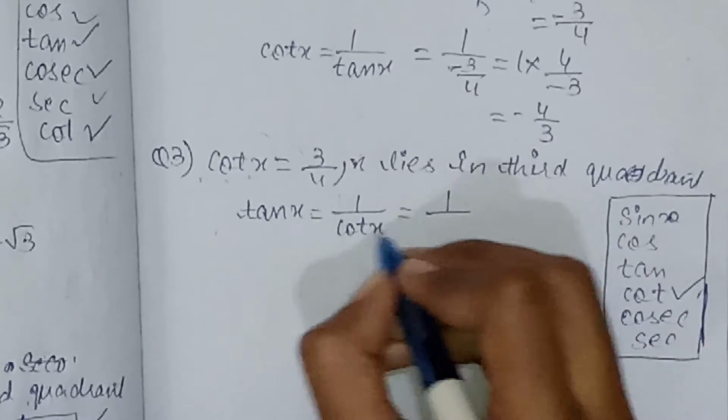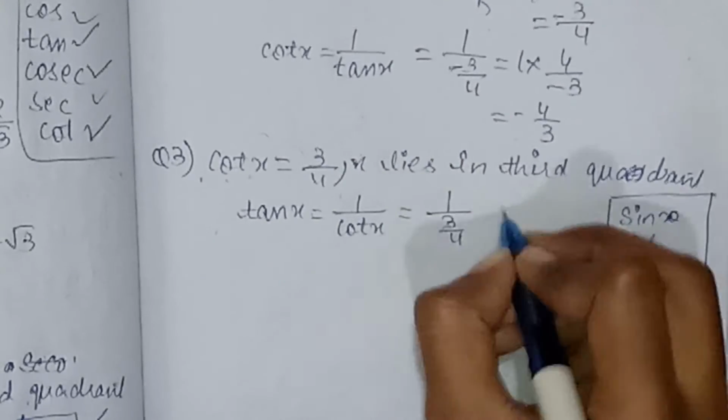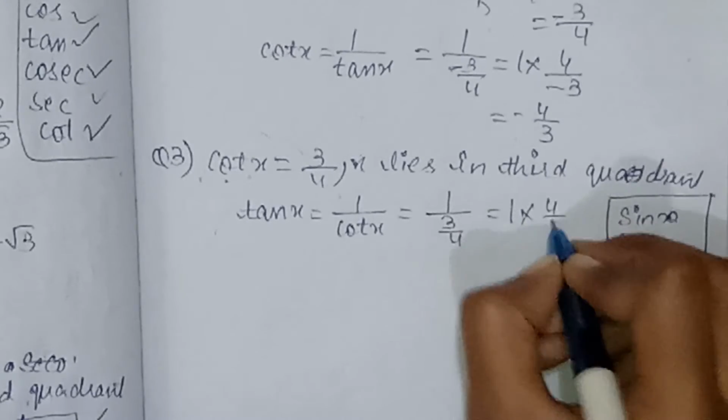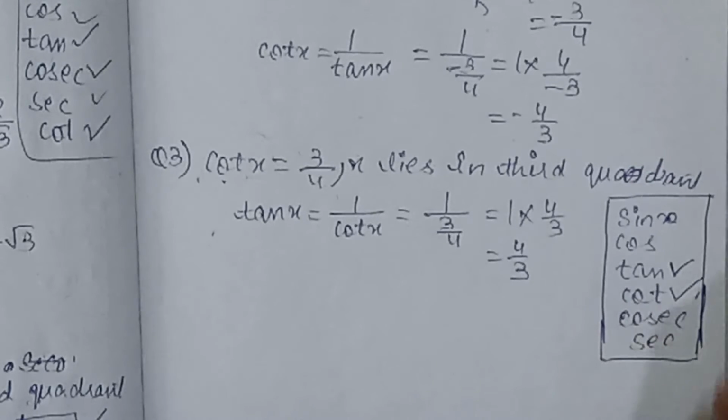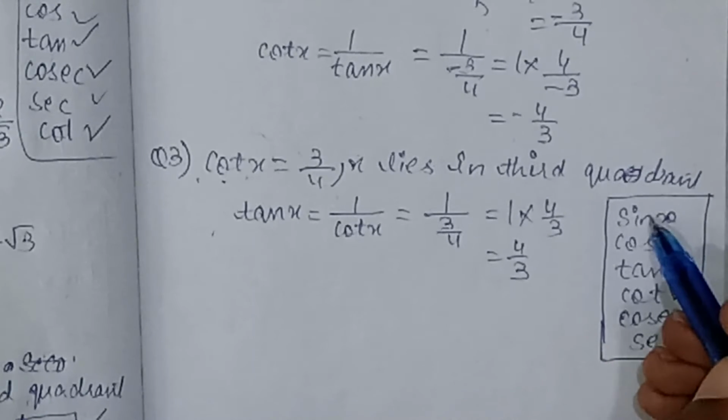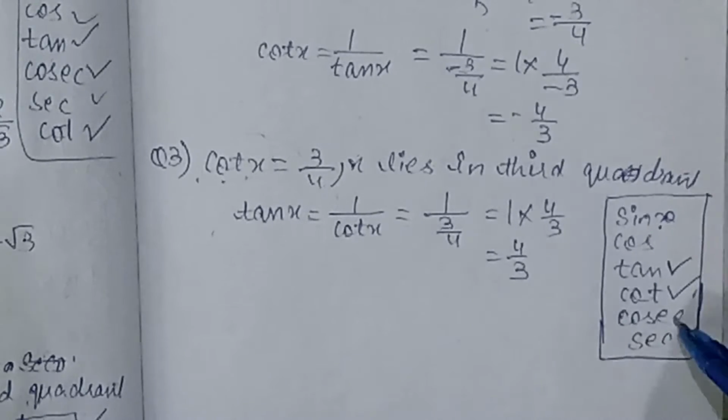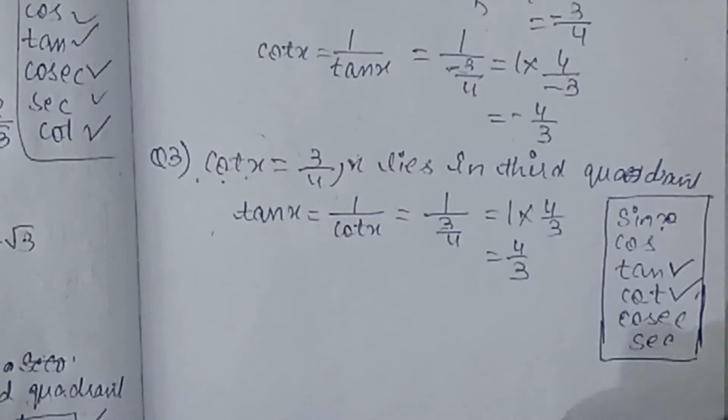So what's the value of cot? 3 by 4. 1 into 4 by 3, which is 4 by 3. So we know the value of tan also. So how can we find all the trigonometric functions, that is sine, cos, cosecant, secant, by using the equations.